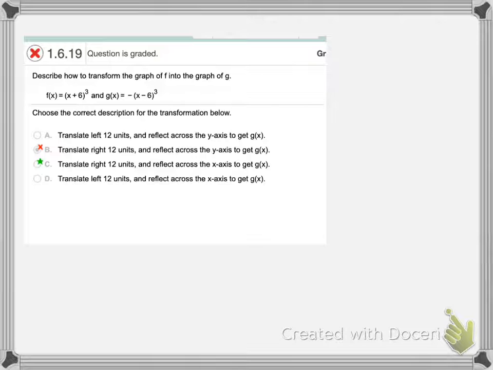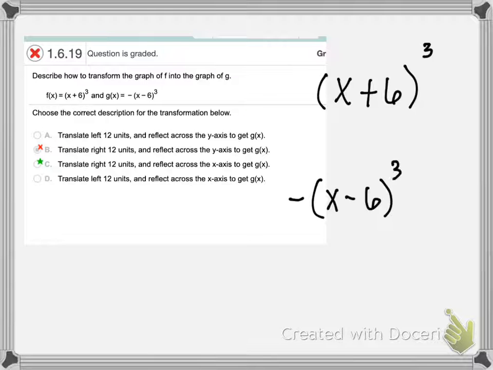All right, so transformations. Describe how this is being transformed. I have the original graph, x plus 6 cubed, and it's being transformed. So I now have a negative in front, and it has become x minus 6 cubed. So I need to ask myself, how did I get from plus 6 to minus 6? In order for that to happen, I would have to subtract 12. Now the thing about subtracting 12 is it's on the inside of that function.